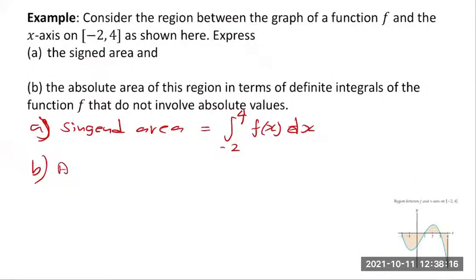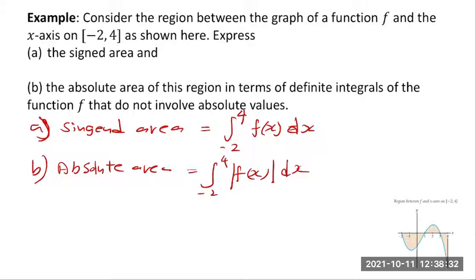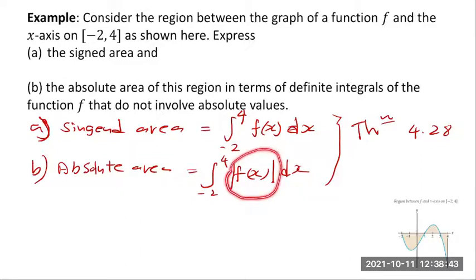Absolute area is equal to the definite integral from minus 2 to 4 of the absolute value of f of x dx. That's the signed area. By the way, both of these are from theorem 4.28. Now, the question asks us not to leave any absolute value.